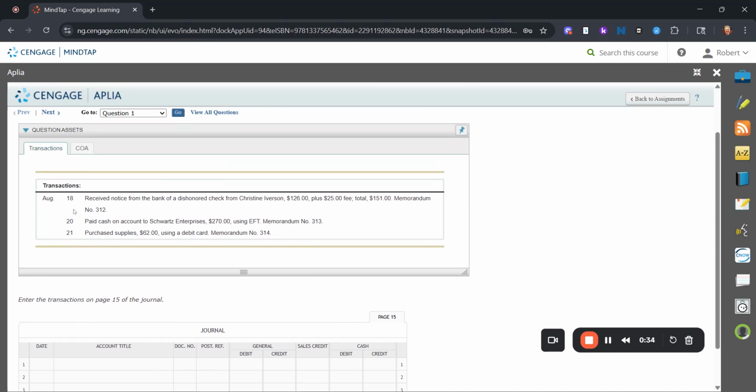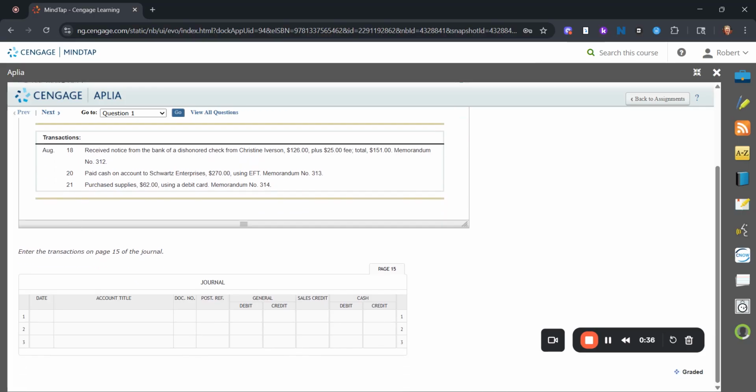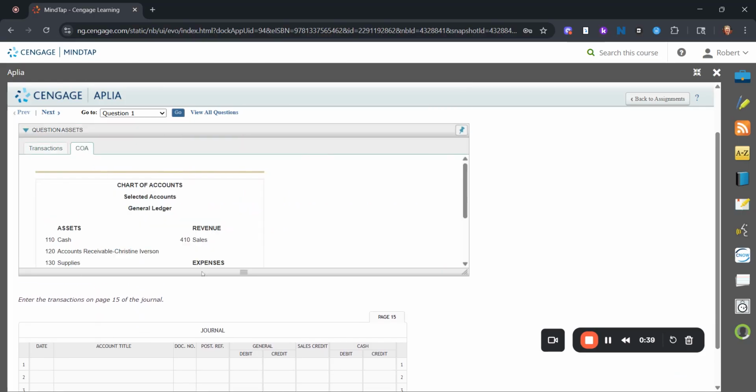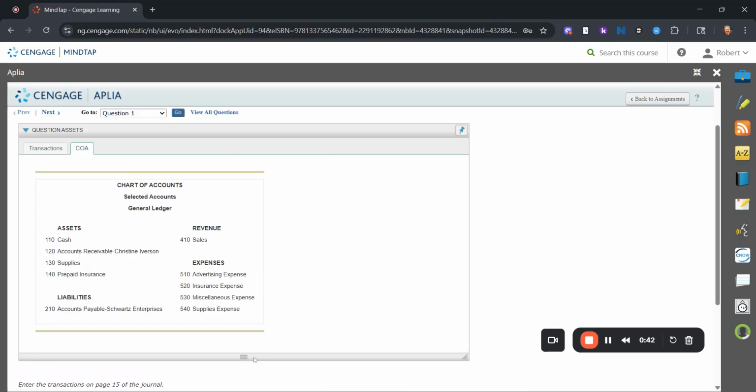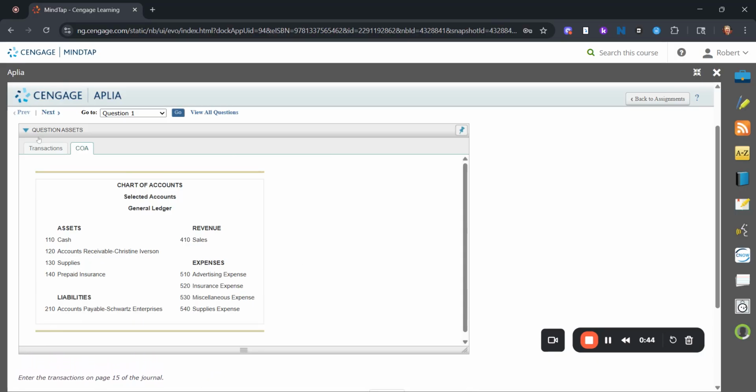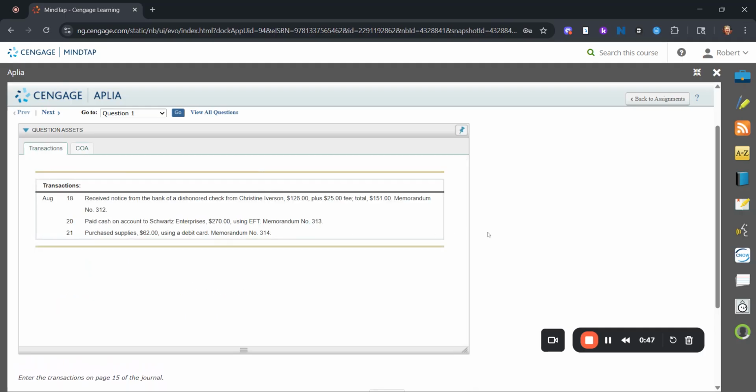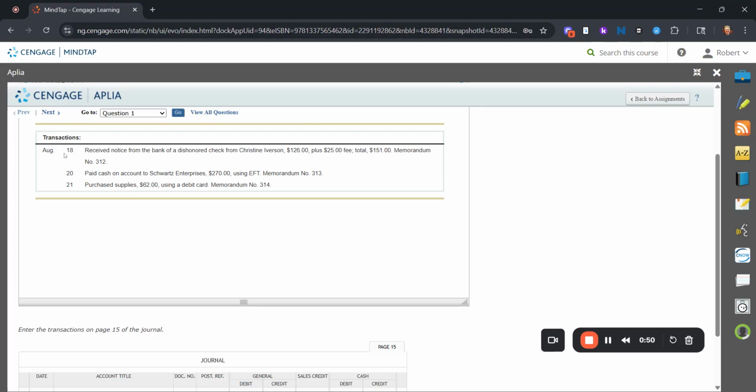So we have our transactions, 3 transactions in August, our journal, a chart of accounts that we can look at to get the official account titles. So let's look at our first transaction here then. August 18th, received notice from the bank of a dishonored check from Christine Iverson, $126 plus $25 fee for a total of $151, memo 312.